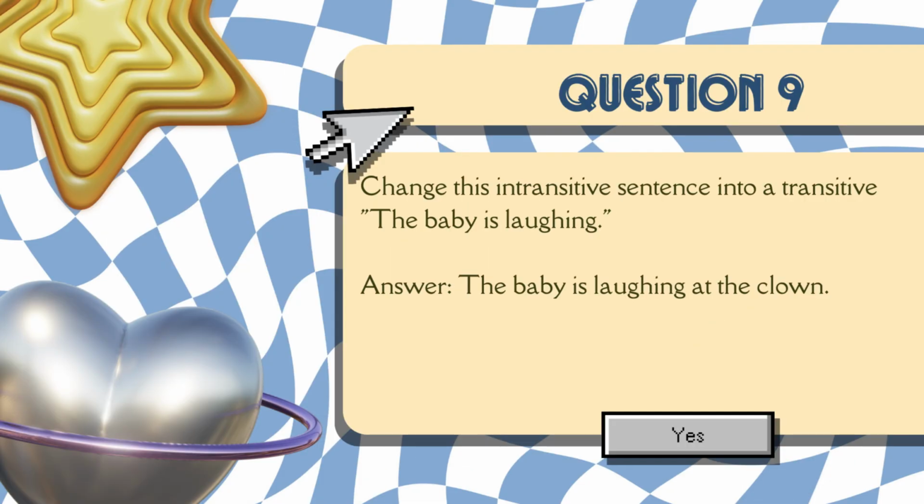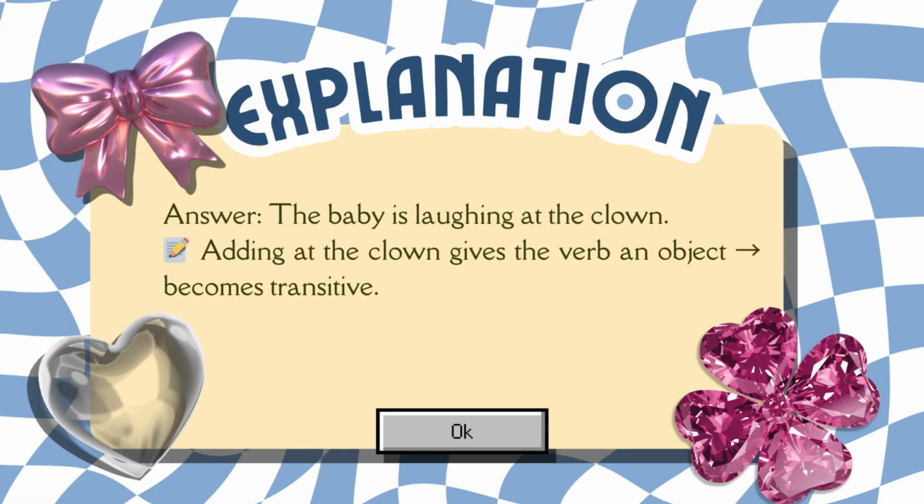Question 9. Change this intransitive sentence into a transitive one. The baby is laughing. Answer, the baby is laughing at the clown. Explanation: adding at the clown gives the verb an object, so it becomes transitive.